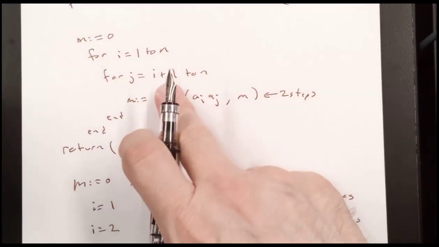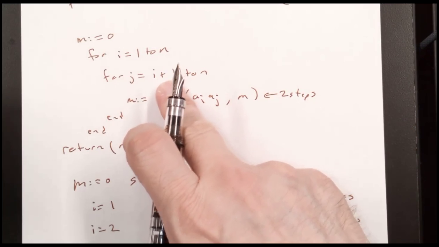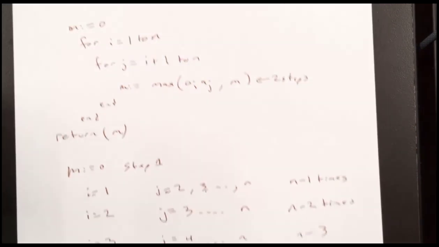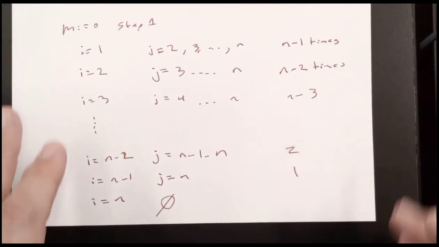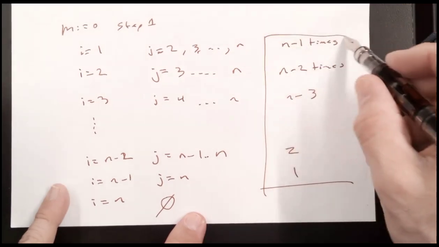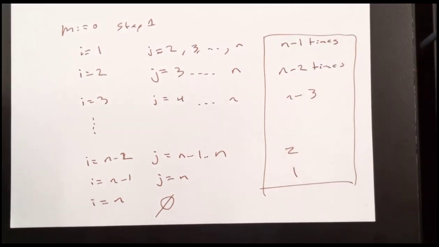Because J goes from I plus 1 to n. I'm going to go from n to n. I'm going to go from n plus 1 to n. That doesn't happen. So I have to drop out. So this is the total number of steps I have right here. So now my question is, what does that add up to?